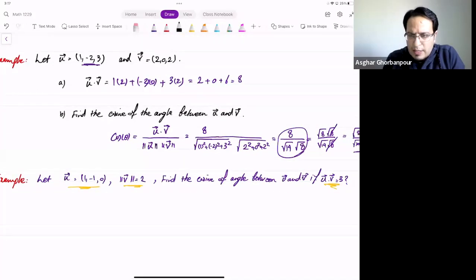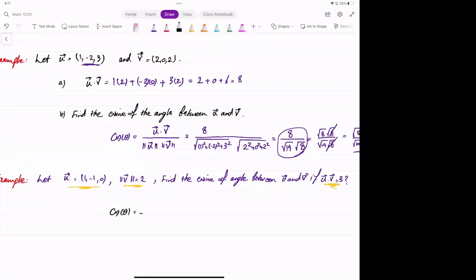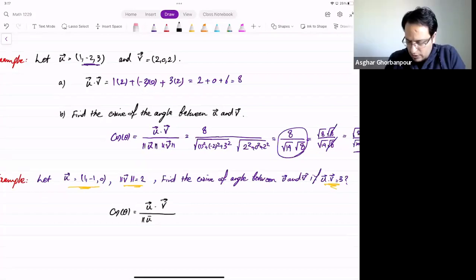Thank you. This was Rachel, yes? Yep. Thank you, Rachel. So this is the formula, yes? u dot v over length u, length v. In this case, u dot v is given, 3. Length of u, we can compute ourselves. This is negative 1 squared, 1 squared, 0 squared. Length of v is given, it is 2.